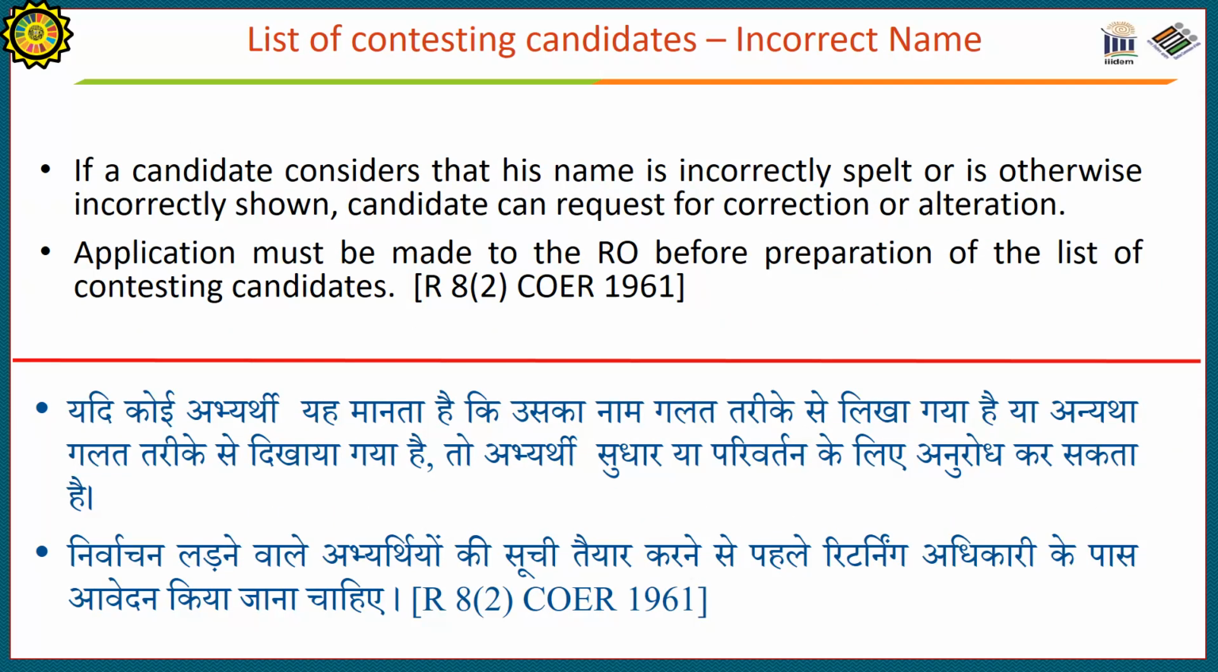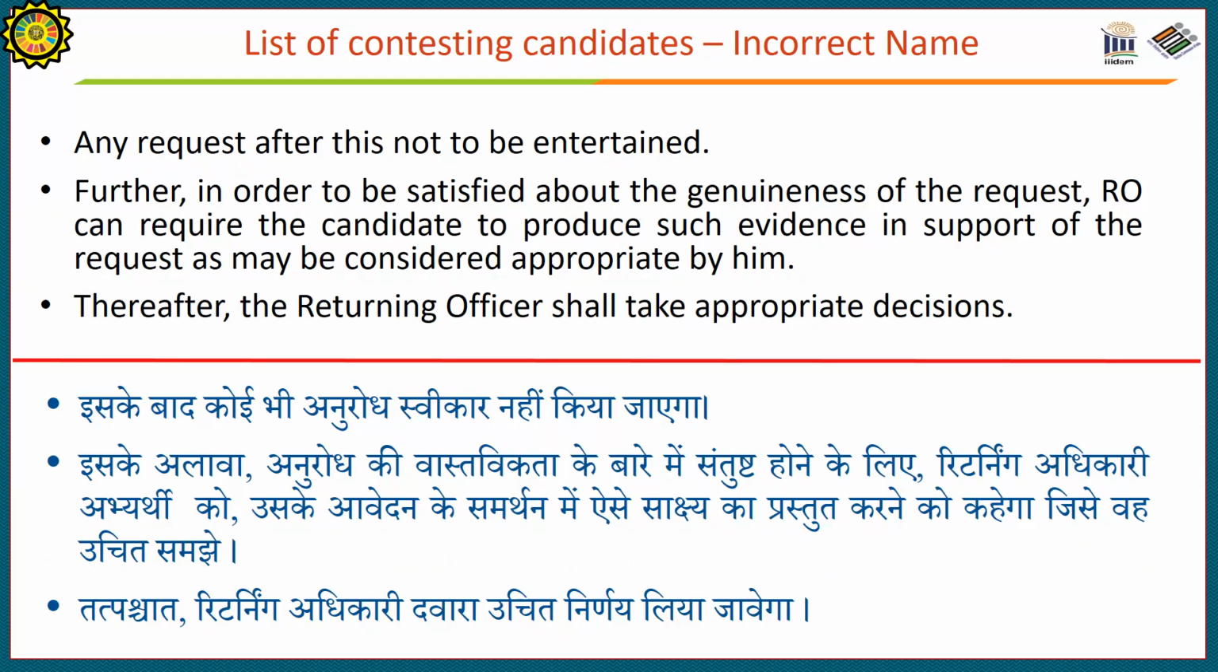If a candidate considers that his name is incorrectly spelled or is otherwise incorrectly shown, the candidate can request for correction or alteration. Application must be made to the returning officer before preparation of the list of contestant candidates. Any request after this is not to be entertained.